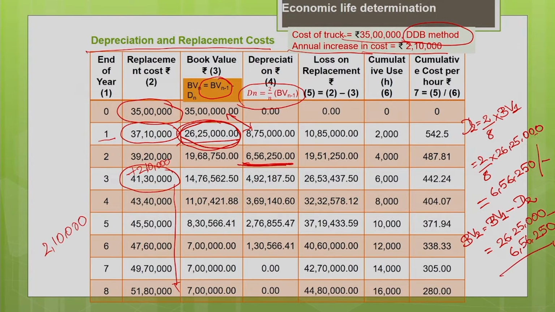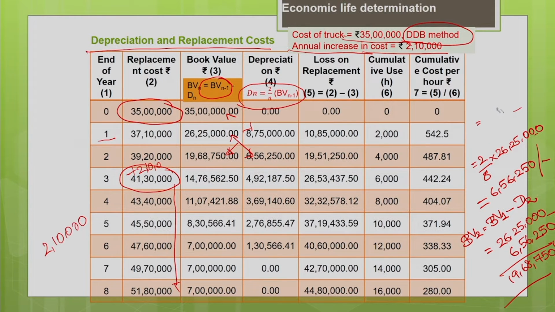6,56,250. So, if you subtract both, you will get the book value for the second year as 19,68,750. So, this is the book value at the end of the second year. Okay. So, hope you understand. So, how are you calculating that? Basically, if you subtract the depreciation for the second year from the book value at the end of the first year, you will get the book value at the end of the second year.